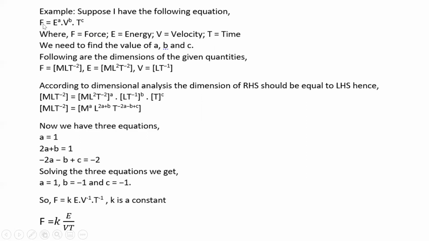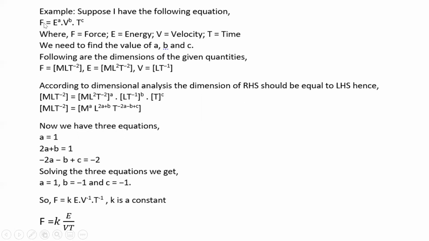So to find the relation between force, energy, velocity, and time, we have to find the values of a, b, and c. Let's do it using dimensional analysis. We know that force is MLT^-2. Energy, same as work, so here another L will be there: ML²T^-2. V is velocity, LT^-1. T is time, so T itself, no need to write it separately. So let us put all these dimensions in this equation.